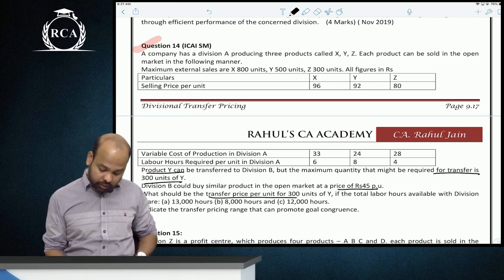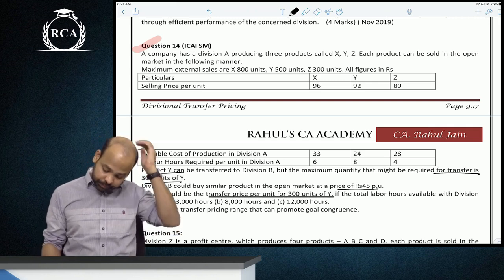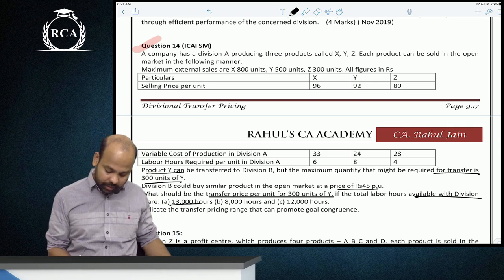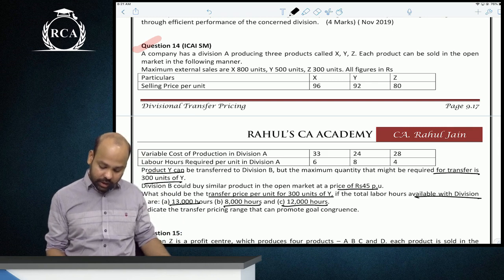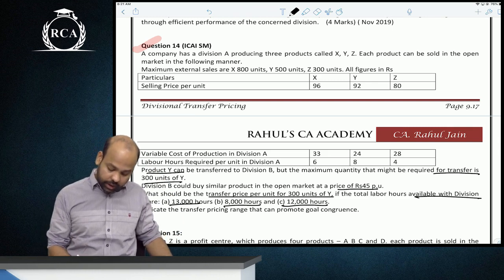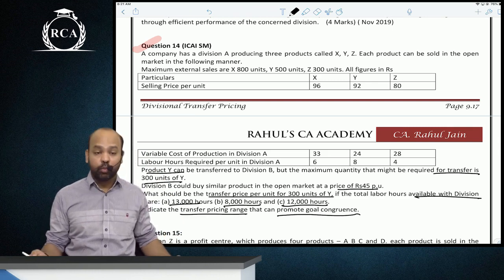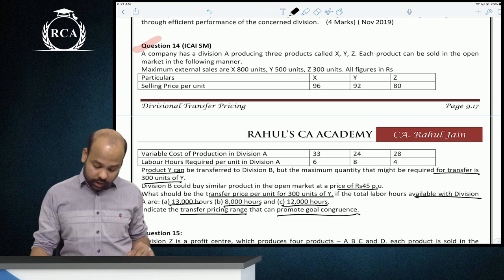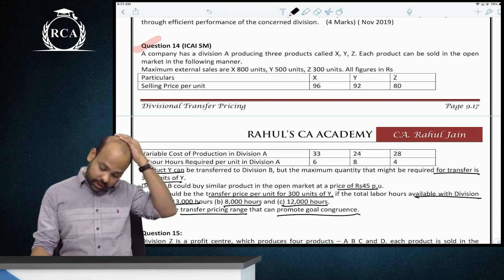What would be the transfer price per unit for 300 units of Y, if the total hours available in the division are 13,000, 8,000, and 12,000? Also indicate the transfer pricing range that can promote goal congruence.